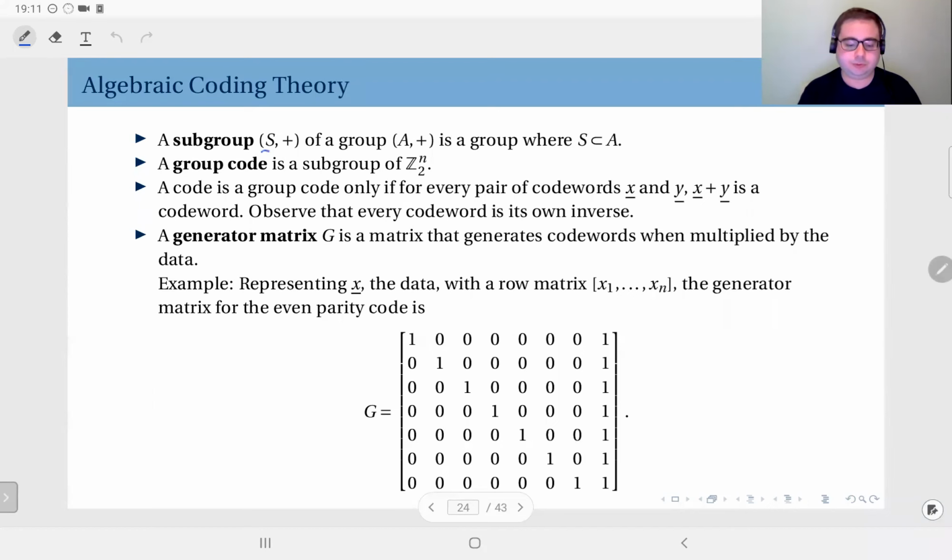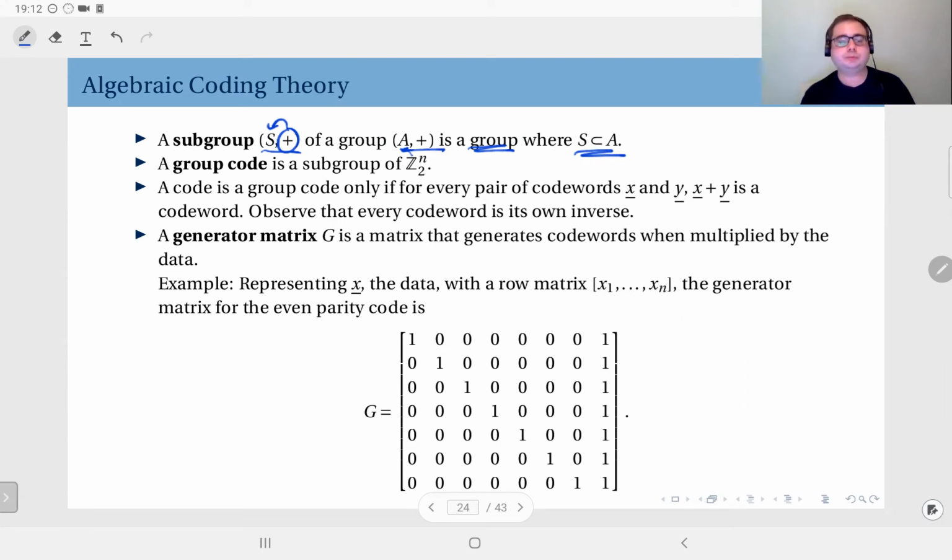This structure here, the subgroup of a group A, is itself a group, meaning that the addition operation on this set S, which is a subset of A, is associative, and you have an identity element also in S, and also you have all the inverses of the elements in S within S. Okay, so it's a group by itself, but it's a subgroup of A with respect to addition.